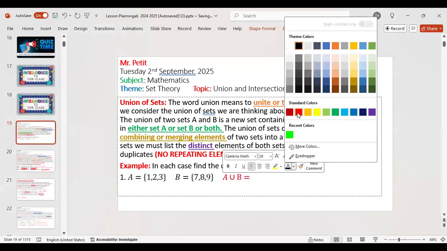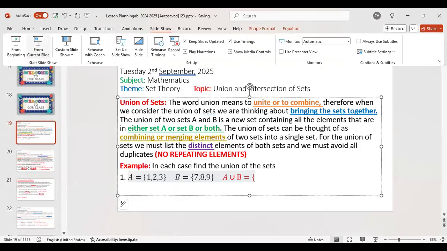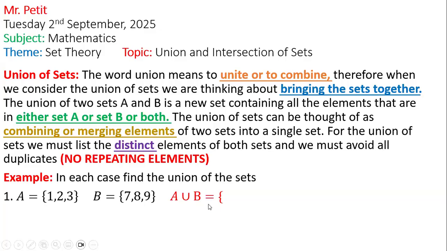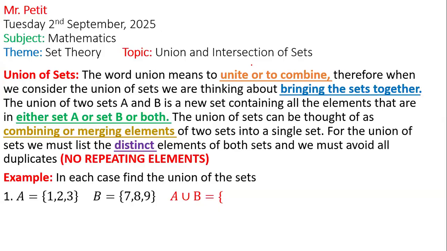Now, Rashid, when we say union, what do we mean by union? Does that mean a combination, or does that mean breaking apart? Union means a combination. Exactly. It means we're trying to unite the two things together. You understand what I'm saying? Yes, okay.